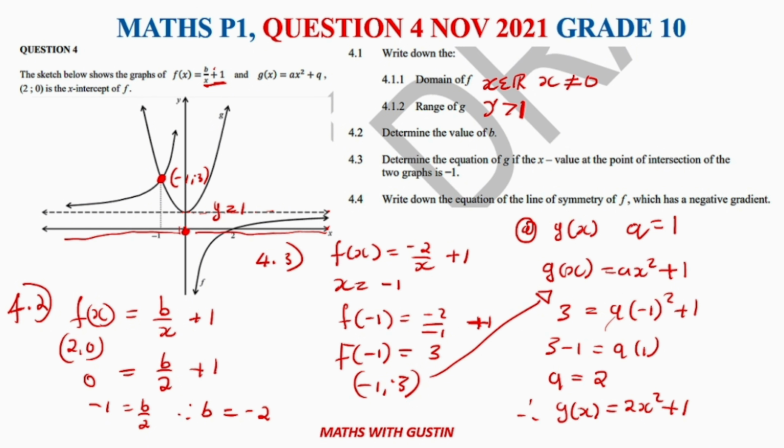Okay, good stuff. Now let's move right along to 4.4. I don't even know if I've got enough space here to do 4.4. 4.4 is just straightforward. It says write down the equation of a line of symmetry of f which has a negative gradient.